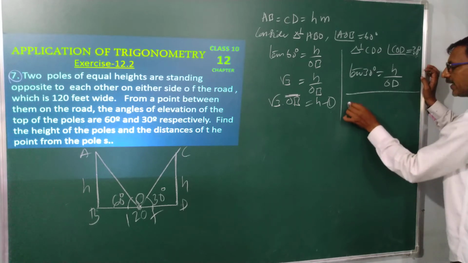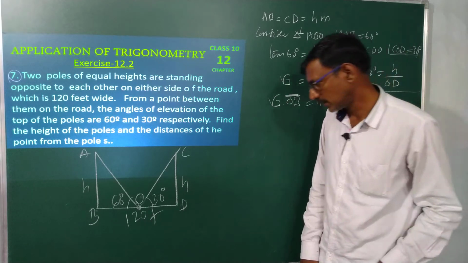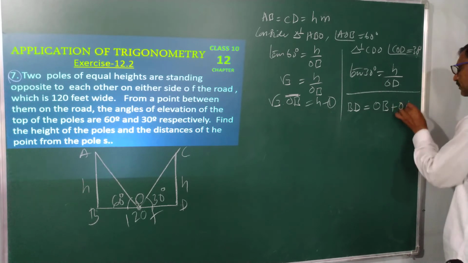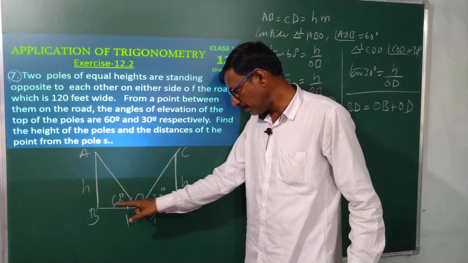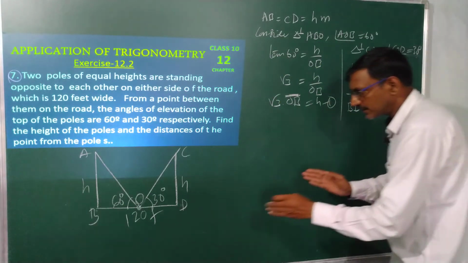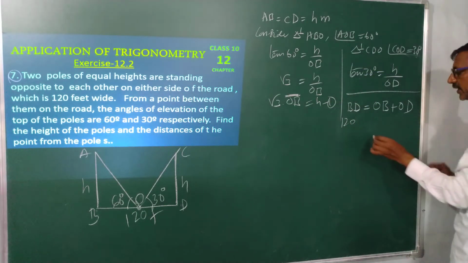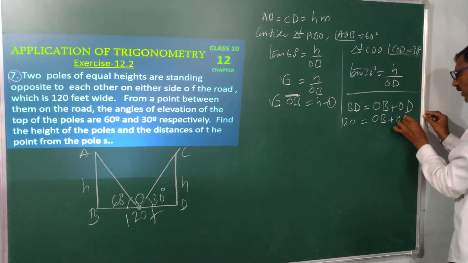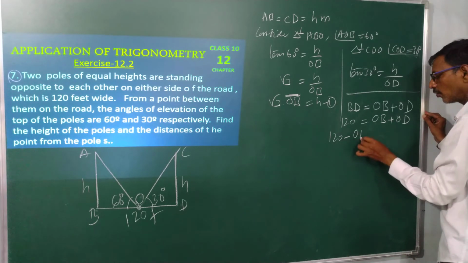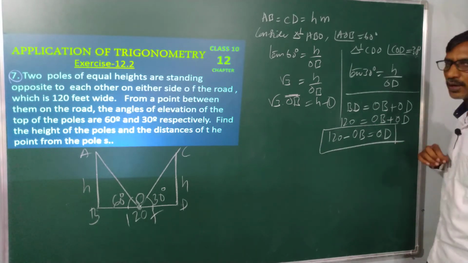I know BD is nothing but the distance between the two poles. That is equal to OB plus OD. But BD is given, the distance between the two poles is 120. So 120 equals OB plus OD. Then OD equals 120 minus OB. This helps us to solve this problem.